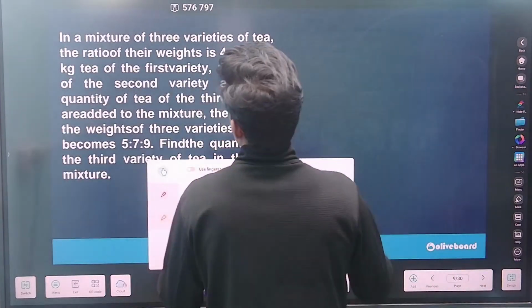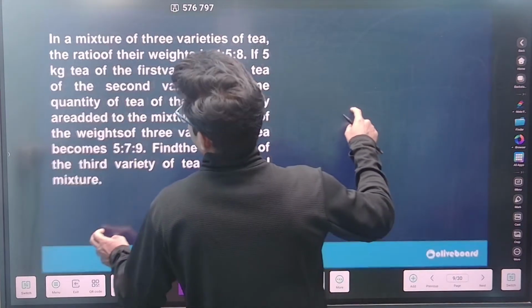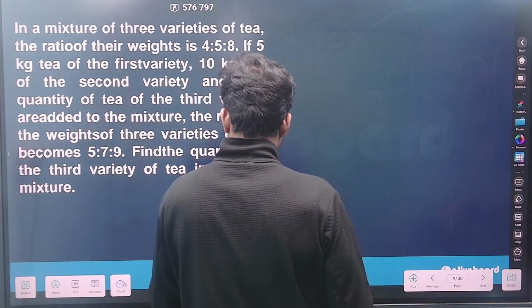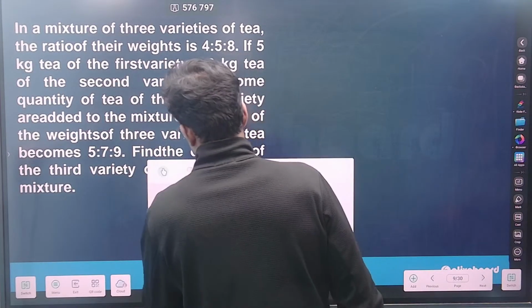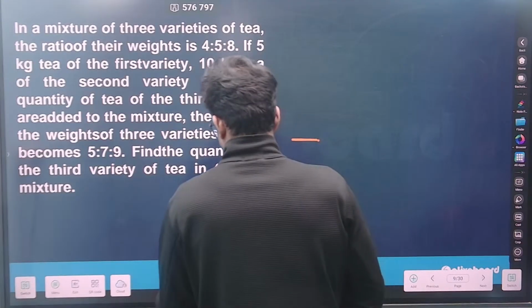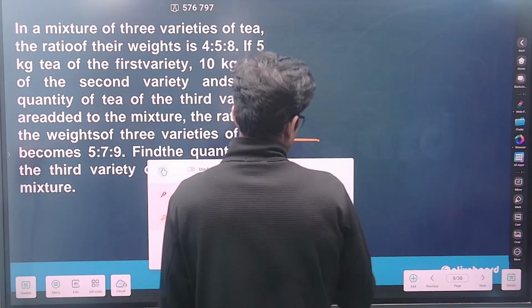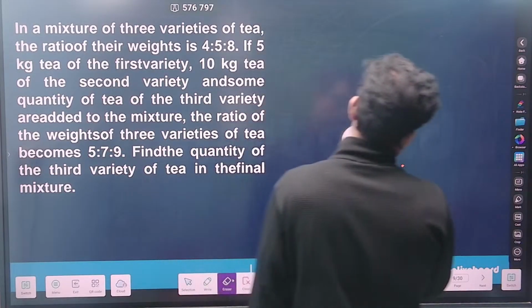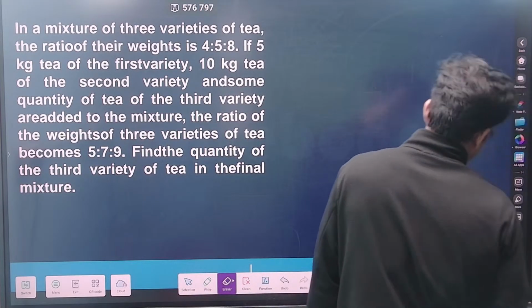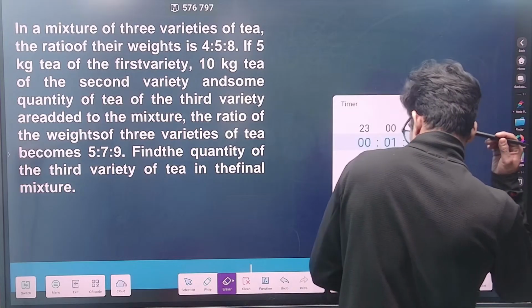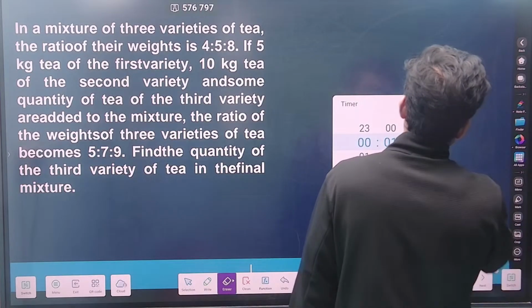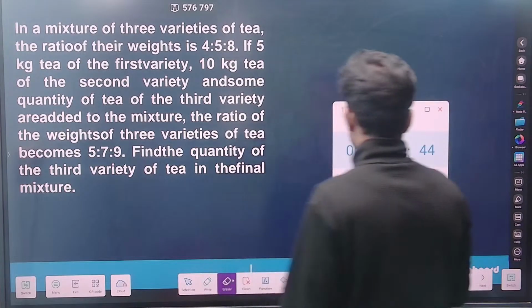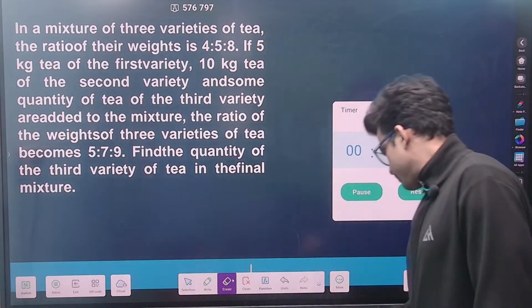Can you solve this one? Come on, try. Let me give you 1 minute 45 seconds. Solve, come on.